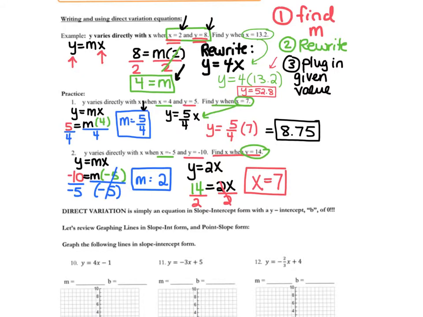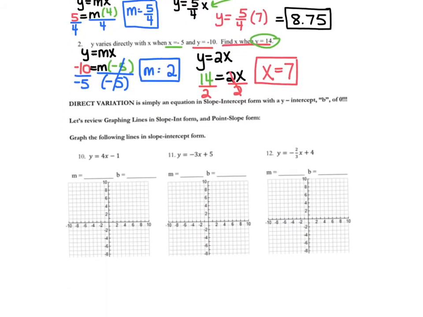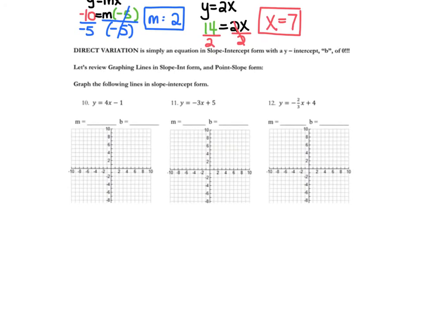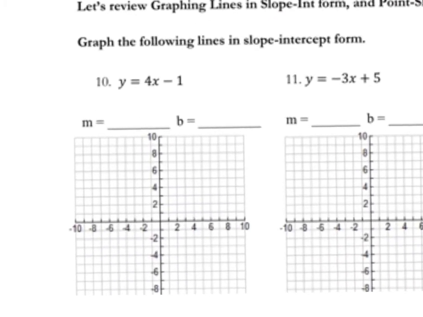The rest of this section is just graphing. It's a graphing review, both with slope-intercept and point-slope form. So I'll do one example of slope-intercept, one example of point-slope, and that should be good. We should be good to go.